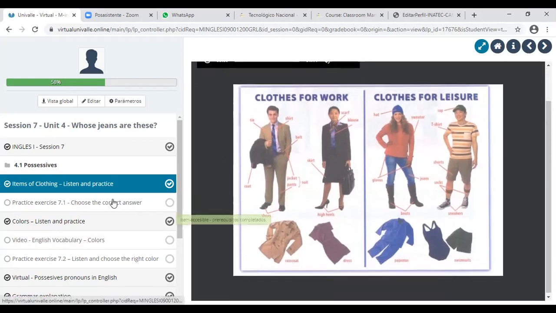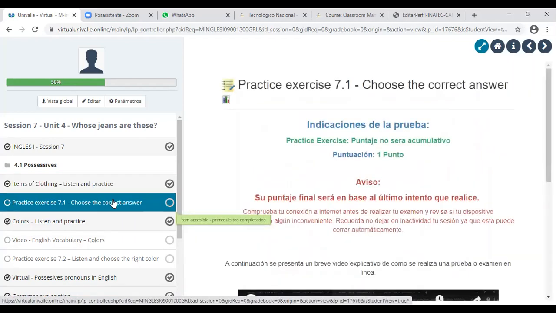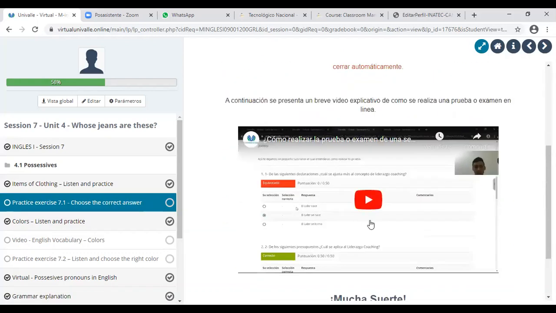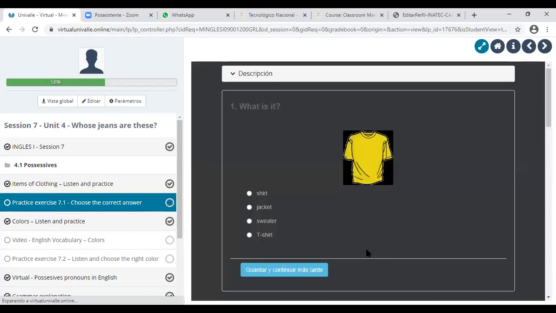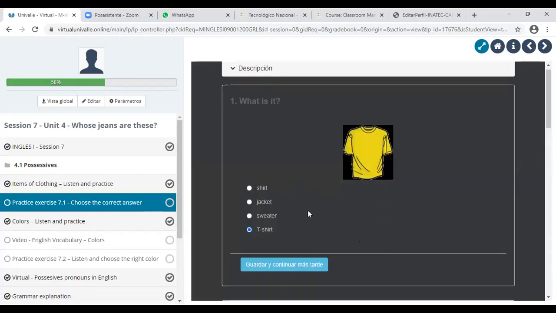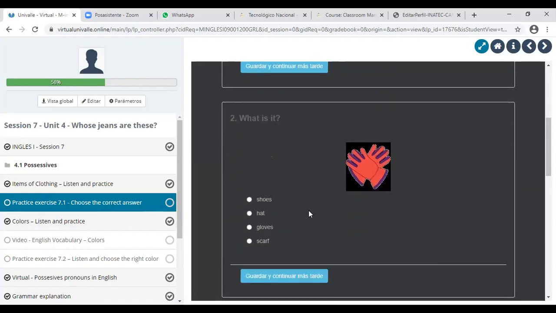Okay, now we are going to make our practice exercise. Choose the correct answer. This is a practice exercise. Okay, so what is it? I will definitely say a t-shirt. What is it? Of course, blue.